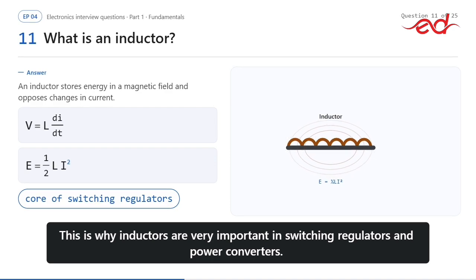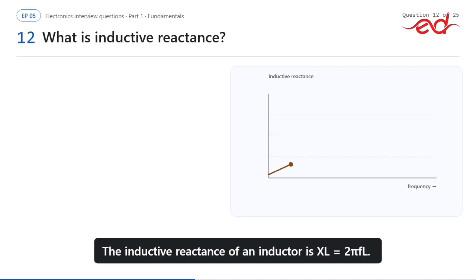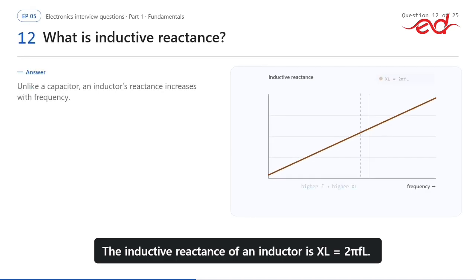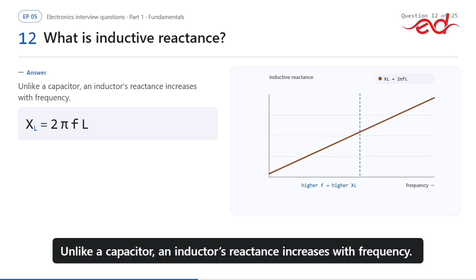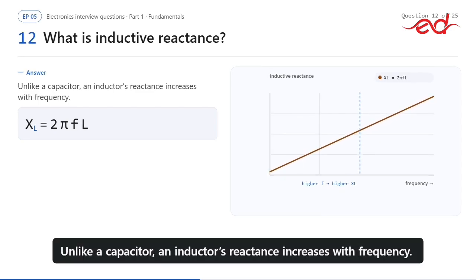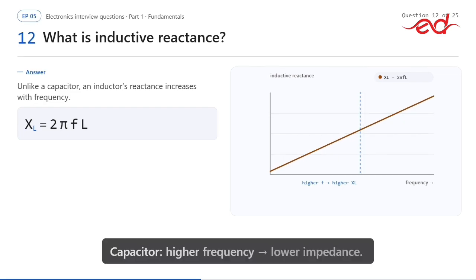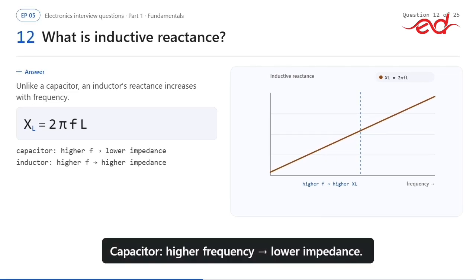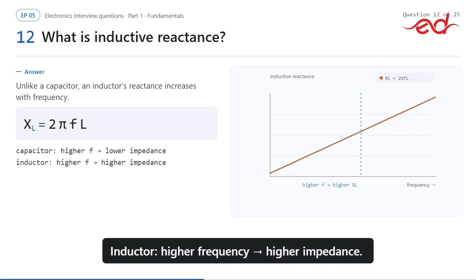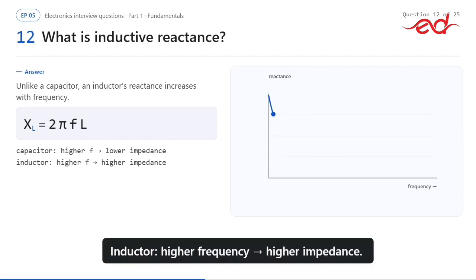Now coming to the next question, what is inductive reactance? The inductive reactance of an inductor is XL is equal to 2 pi fL. Unlike a capacitor, an inductor's reactance increases with frequency. So for a capacitor, higher frequency means lower impedance, and for an inductor, higher frequency means higher impedance. This property is widely used in filters.